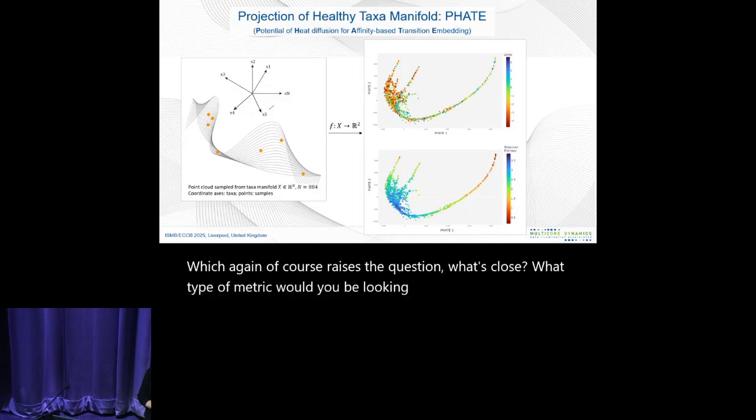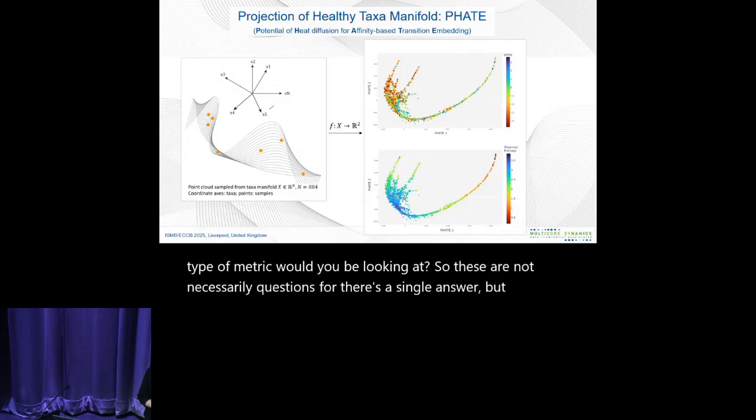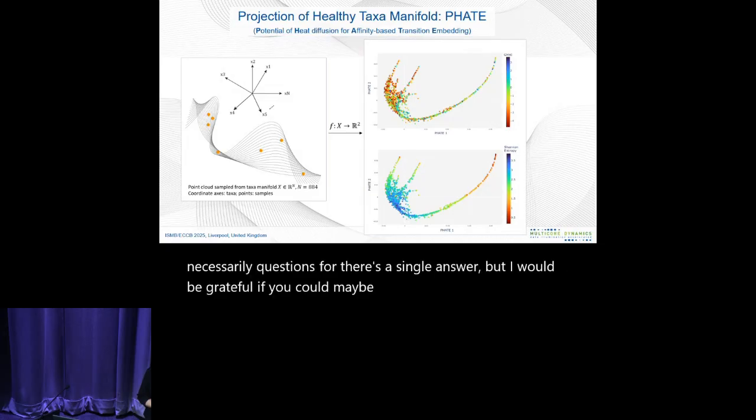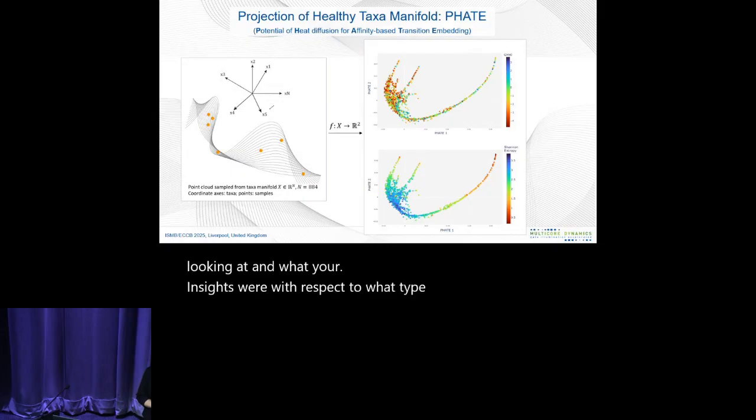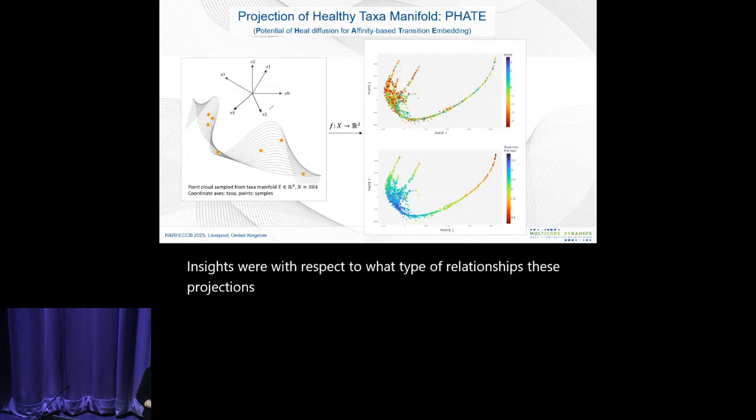So these are not necessarily questions for which there's a single answer, but I would be grateful if you could maybe tell a little bit more about your thought process, because you've played with the data for quite a bit, I guess. So maybe you can tell us what metrics you've been looking at and what type of projections you were looking at, and what your insights were with respect to what type of relationships these projections either preserve or don't preserve.